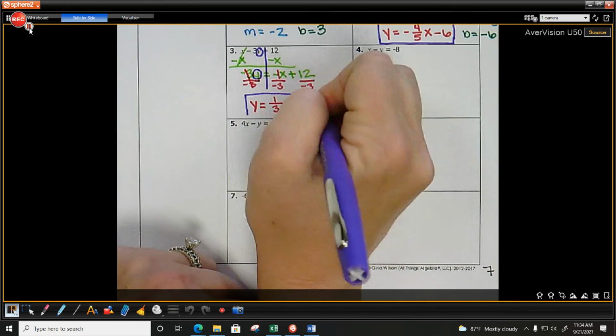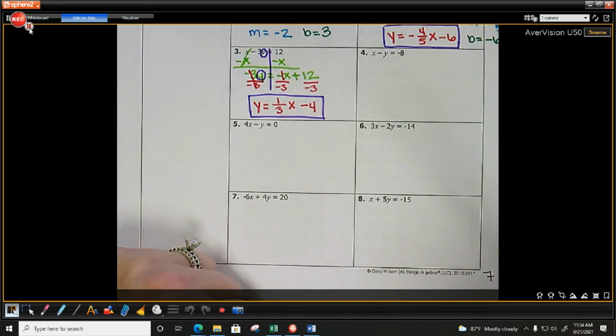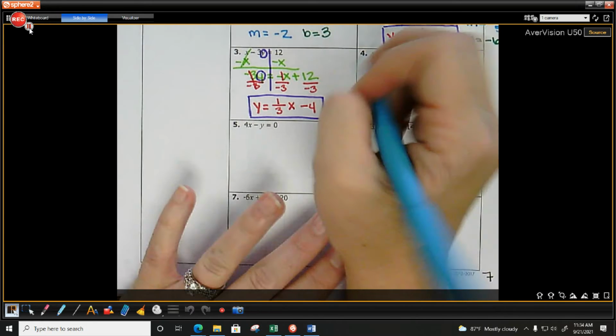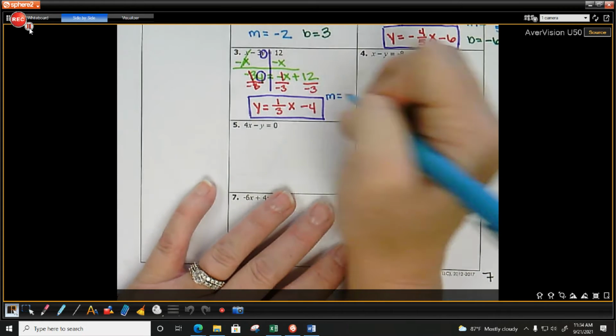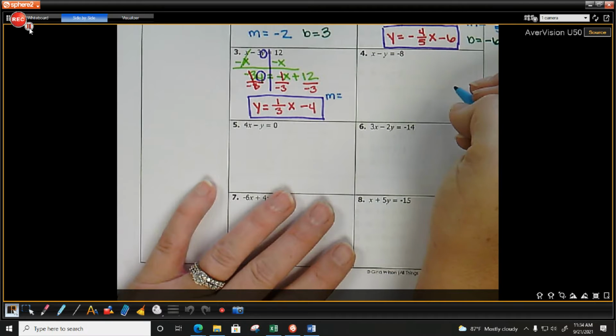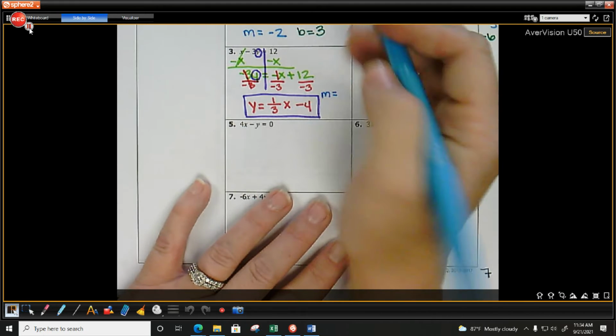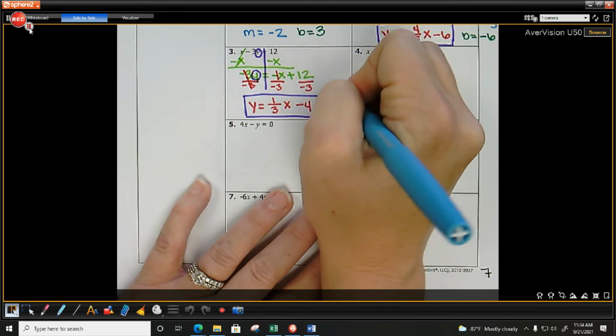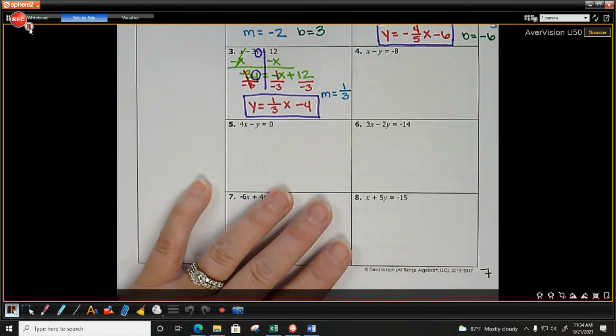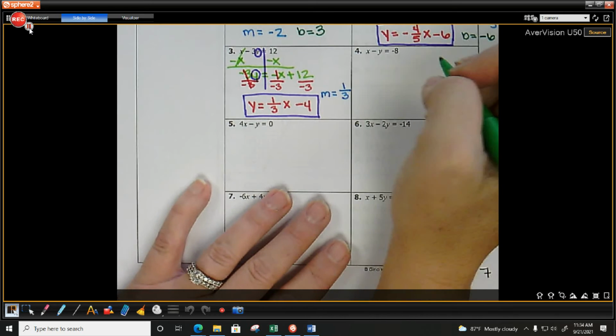Evie, what is my slope? Remember, y equals mx. My m, which is slope, is 1/3. Very good. What is my b? Maria, what's my b? -4. Great job.